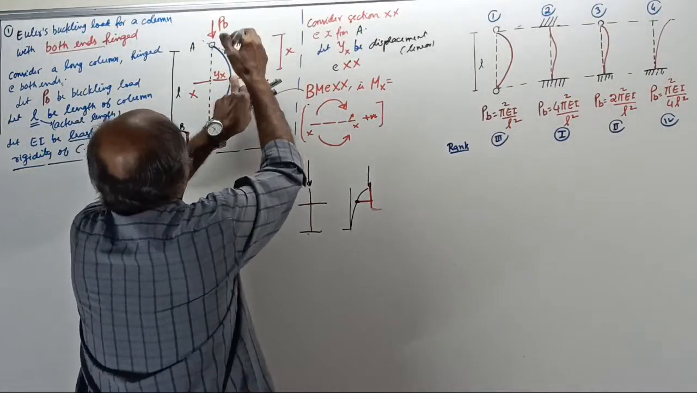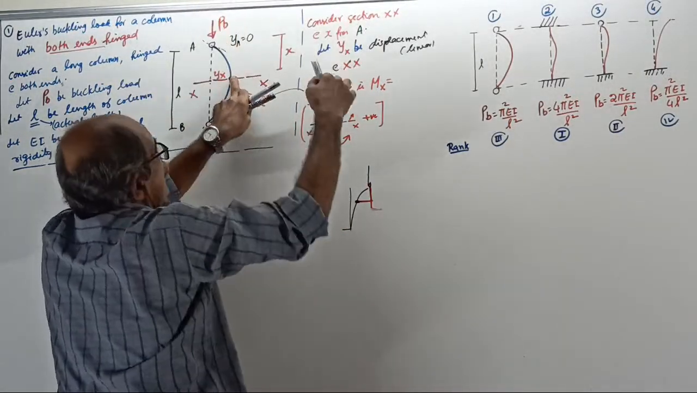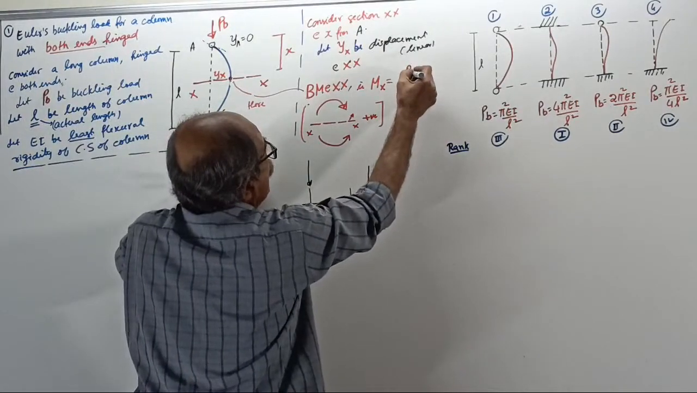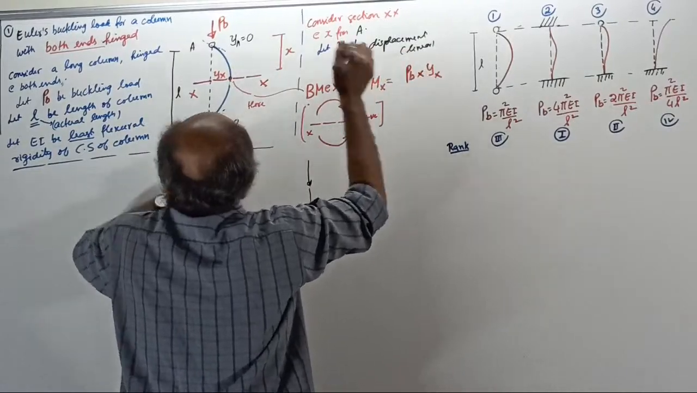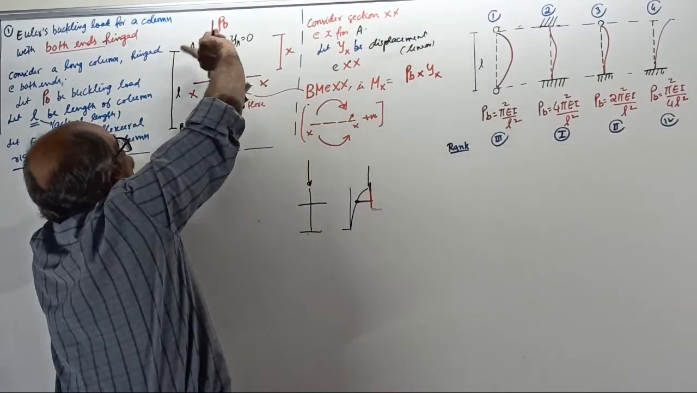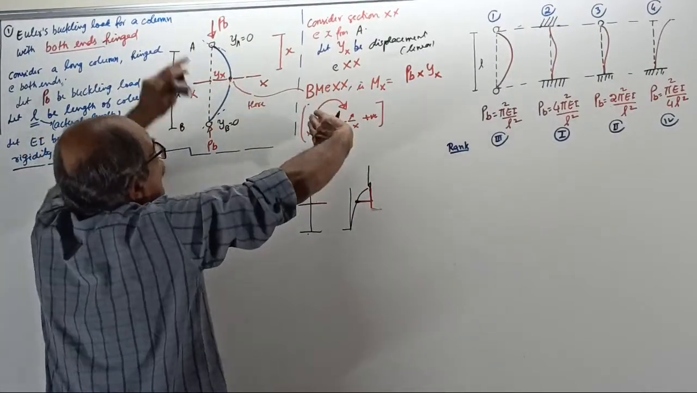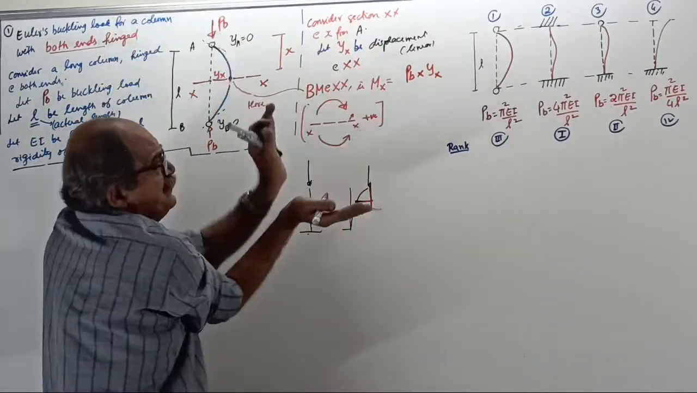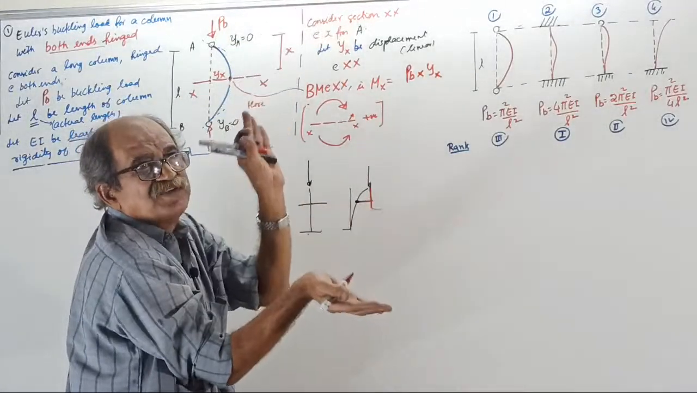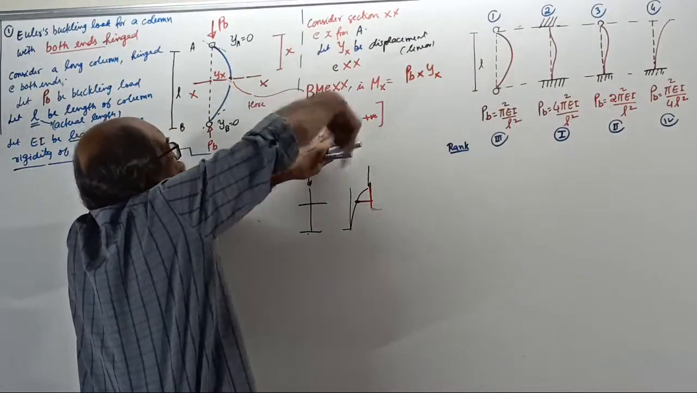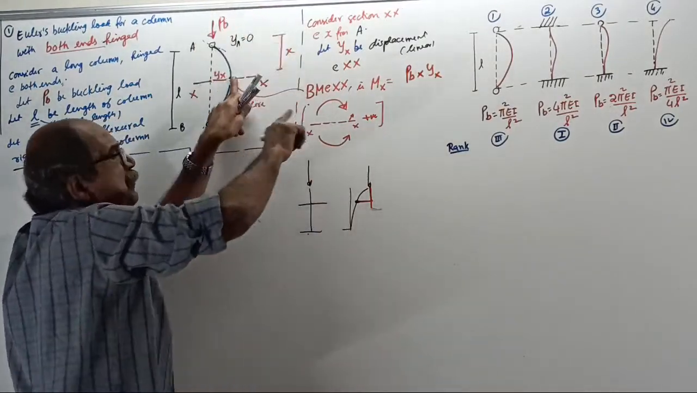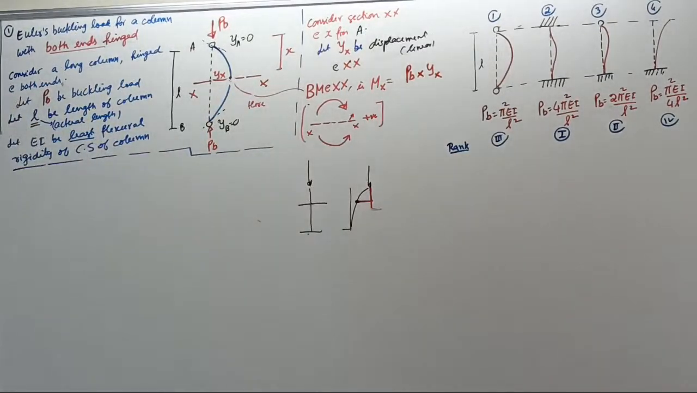Here the bending moment equals P into Y, the load into Y at X. As per this convention, you look from that side, this is positive bending for us. Now, it is this way, so is it positive or negative? That's all I want. The answer is negative, minus.